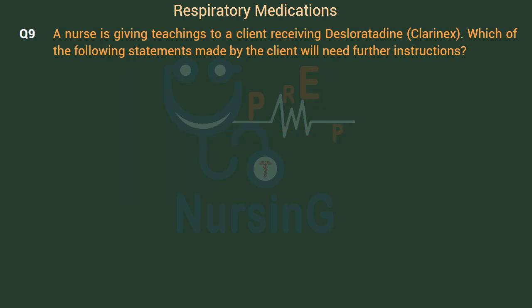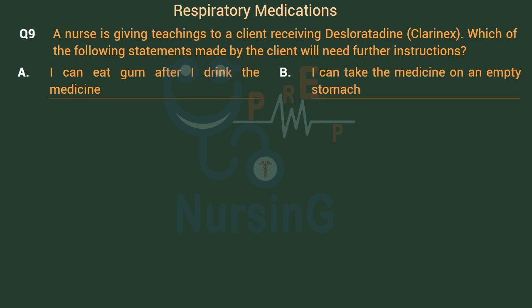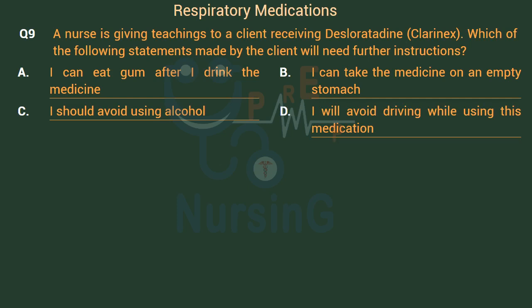A nurse is giving teachings to a client receiving desloratadine, Clarinex. Which of the following statements made by the client will need further instructions? Option A. I can eat gum after I drink the medicine. Option B. I can take the medicine on an empty stomach. Option C. I should avoid using alcohol. Option D. I will avoid driving while using this medication. Right answer is Option B.